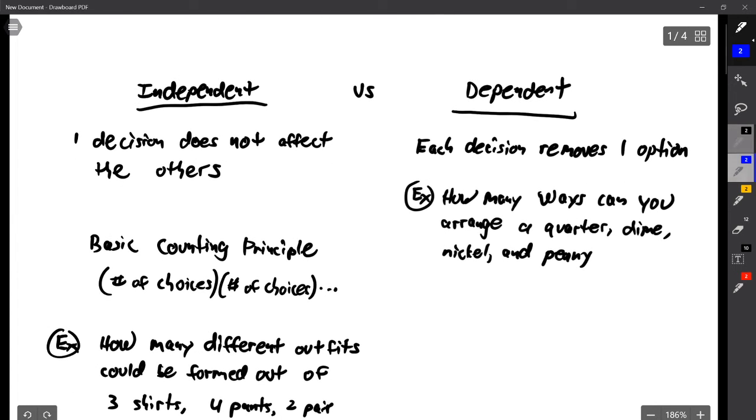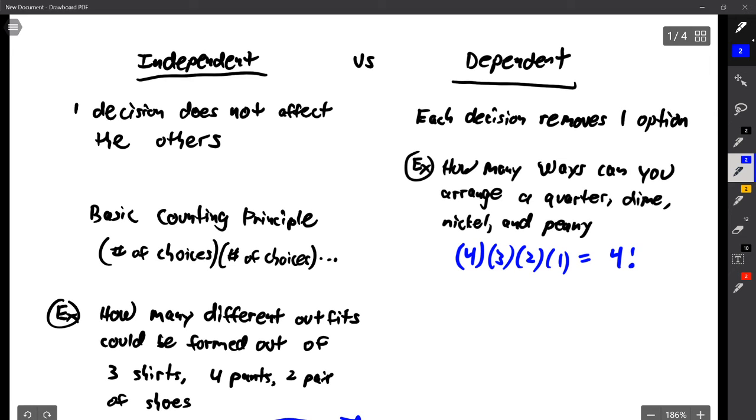Now, if we start out viewing it like the basic counting principle, for the coin that goes first, how many choices do you have? You have 4 choices. And then for the coin that goes second, how many choices are left? There are 3 choices now. And then for the coin that goes third, there are 2 choices, and whatever coin is left, there's only one choice. So what is that? 4 times 3 times 2 times 1. We can represent that as 4 factorial.